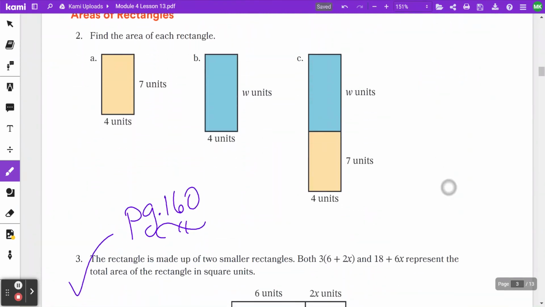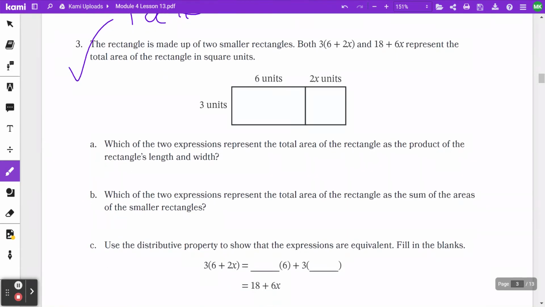But in practice, it goes a lot faster. So let's just work another model. I wasn't going to do this model here, but that's okay. We'll do it. Okay, so here we go. So if I were to find the area of just this guy, right, what would I multiply? I would multiply the 3 times the 6, right? And what about this guy? Well, he shares this same width, this 3 units. So it would be a 2x times 3, right? That guy is 2x, so it's 2x times 3.